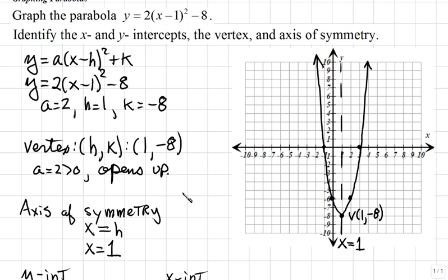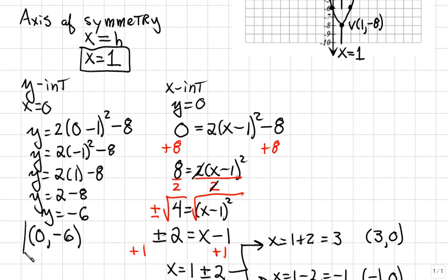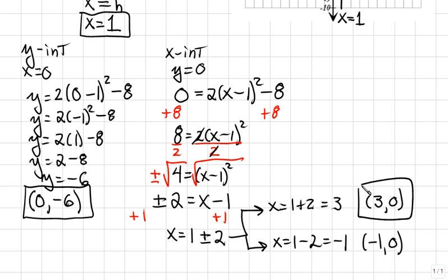We found that its vertex, in summary, is 1 comma negative 8. The axis of symmetry is x equals 1, and it has a y-intercept of 0 comma negative 6 and two x-intercepts of 3 comma 0 and negative 1 comma 0.